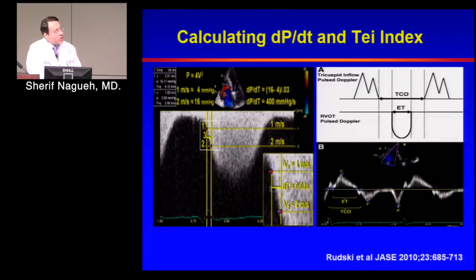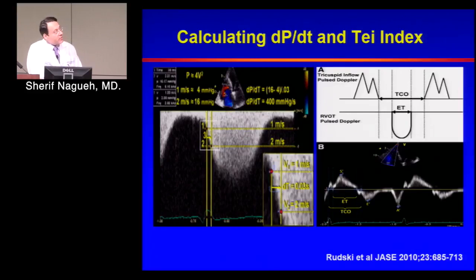An efficient heart is a heart that spends most of this time interval ejecting blood and less time preparing to eject blood or waiting to get filled. So the longer the ejection time relative to the isovolumic contraction and to the isovolumic relaxation, the better the performance. As just mentioned, it is not a pure systolic index for the reasons we noted.